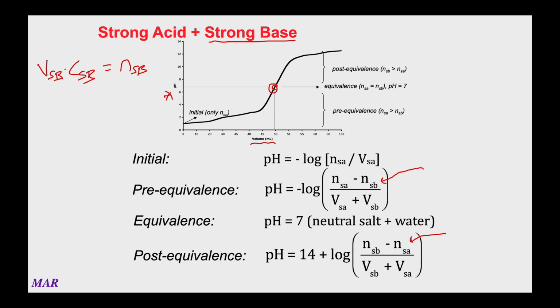So if you look back a little bit here, the initial equation and the pre-equivalence region are just when you have an excess of strong acid, all right? So minus log concentration of strong acid is how you'd find the pH. You have to take out the amount of base that's been added, but otherwise they're pretty much the same. Post-equivalence is the pH of when a strong base dominates. Again, you have to take out the amount of strong acid that was present, but it's overall the pH of a strong base. So I'm hoping that these equations don't look too crazy to you.